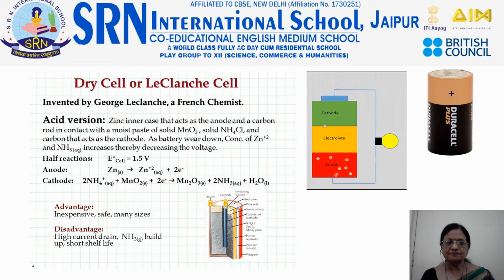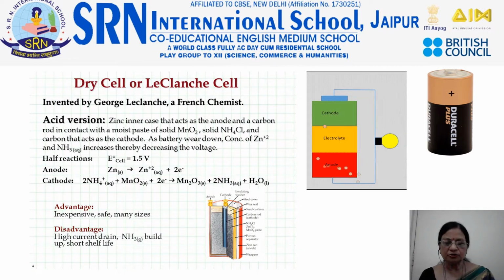The first primary cell that we are going to study is the dry cell or Leclanche cell. These were invented by Georges Leclanche, a French chemist. When we consider the cell, the inner case of the cell is made up of zinc, which acts as an anode, and there is a paste of manganese dioxide and ammonium chloride with water, and inside the moist paste there is a carbon rod which acts as a cathode.